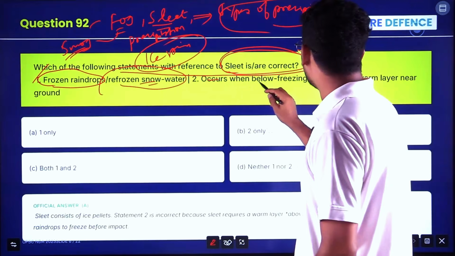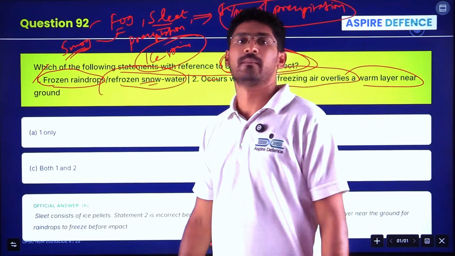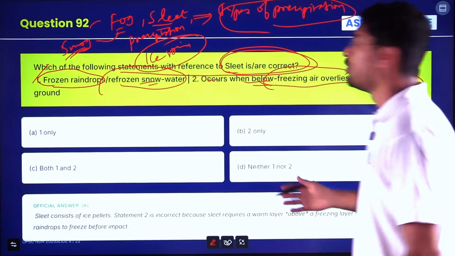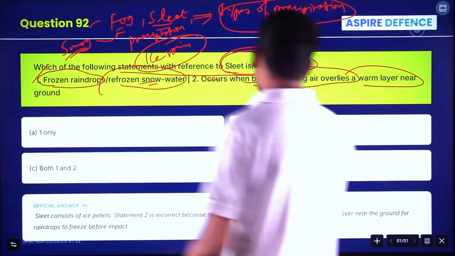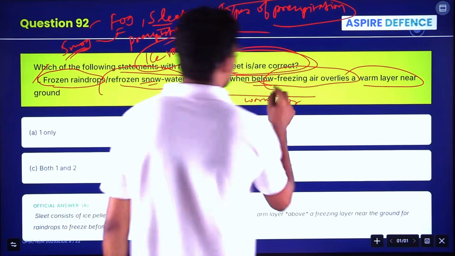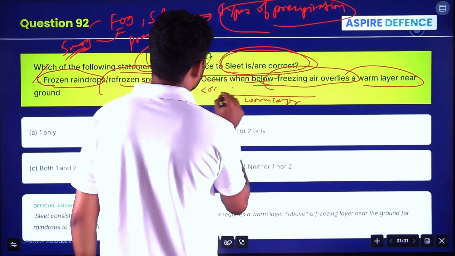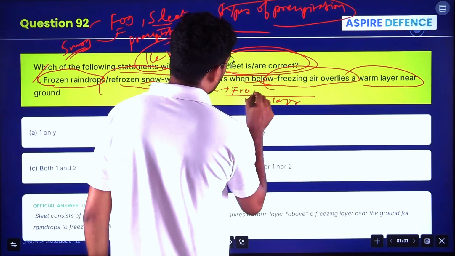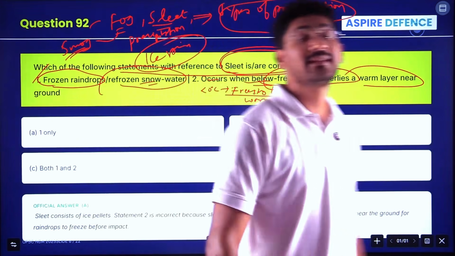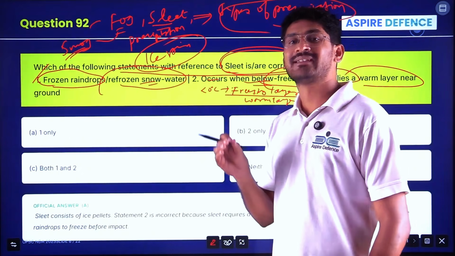Sleet occurs when below freezing air overlies a warm layer near ground. See what he is saying? When below freezing air, less than 0 degrees Celsius, lies on a warm layer. This is the classical logical trap kept by UPSC. And this is also a concept.